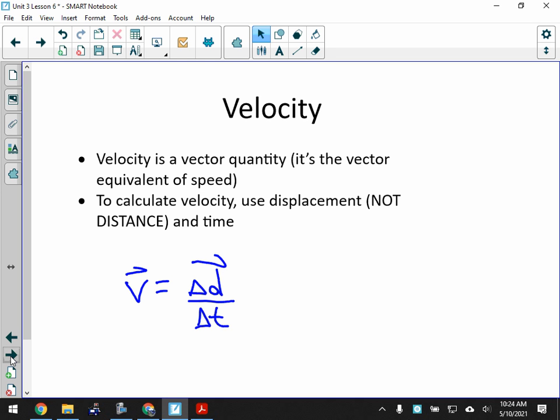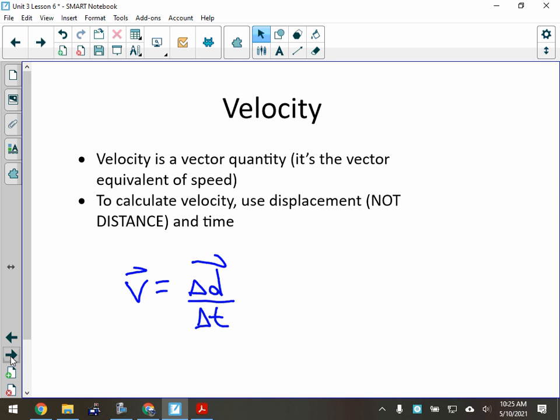So like I said, today we're going to talk about velocity. And velocity is a vector quantity. It's the vector equivalent of speed. Okay? So you're going to have to write that in there, of course. To calculate velocity, use displacement and time instead.